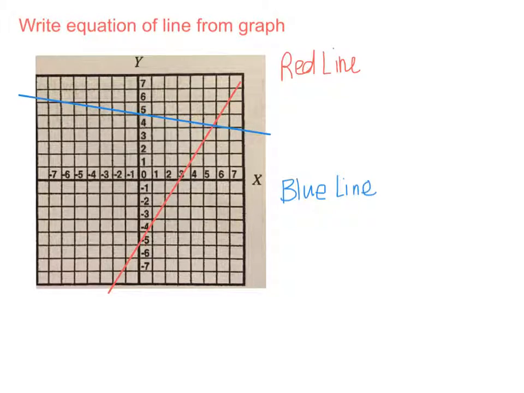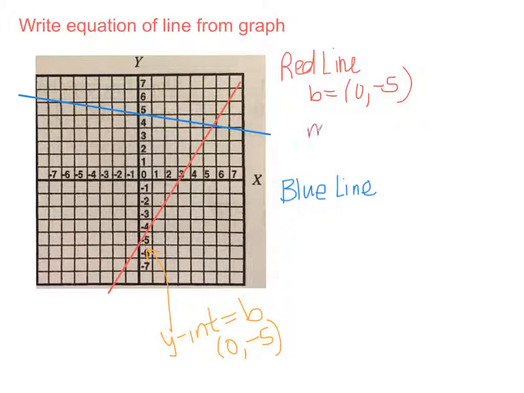Okay, so let's see how you did. I'm going to start with the red line. When I look at this red line, the first thing I notice is that it crosses the y-axis at -5. What's this point called, guys? That's the y-intercept. And we call the y-intercept b. Now remember, the location of this point is (0, -5). That means that for the red line, my y-intercept b is (0, -5). Now if I want to write this in slope-intercept form, I'm almost there. I just need my slope.